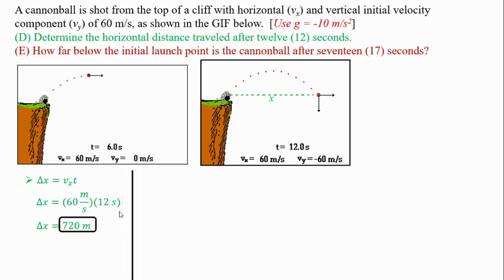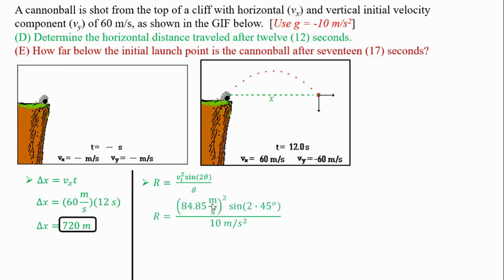But the other way to do it, if you happen to know the range function, and this one is really helpful for this particular part. Again, I recognize that at 12 seconds, the cannonball comes back to where it was originally along the vertical axis, aka my vertical displacement is 0. If my vertical displacement is 0, I can use the range function to find my horizontal displacement or distance. Here, this says vi squared sine 2 theta over g. Well, we already know vi from part A or B, one of the parts that I found earlier. We know the initial velocity is 84.85. We're going to square that.